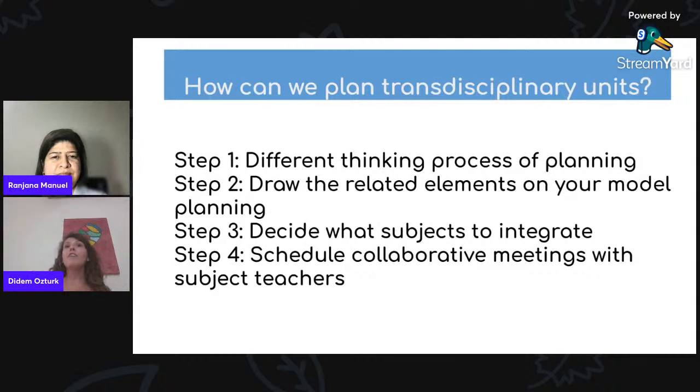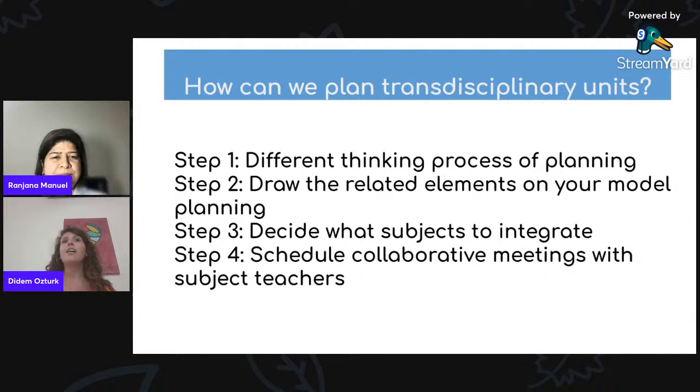Okay, how can we plan the transdisciplinary units? I shared 4 steps with you. It's like different thinking processes of planning: draw the related elements on your model planning, decide what subjects to integrate, and schedule collaborative meetings with subject teachers. Now we can look at these steps.